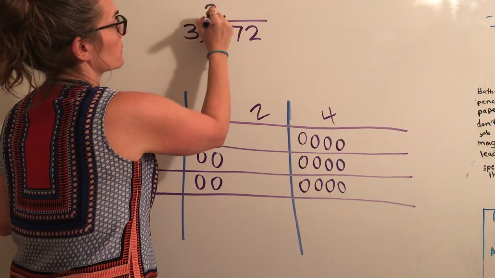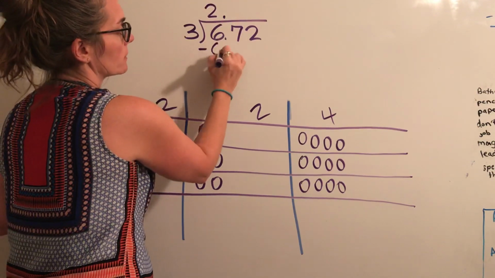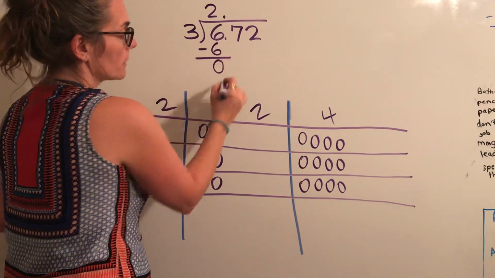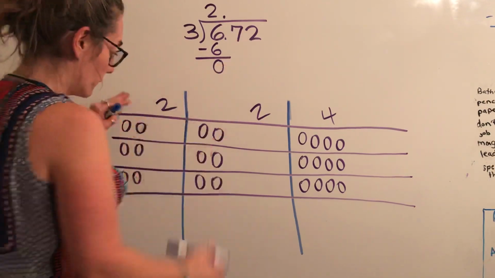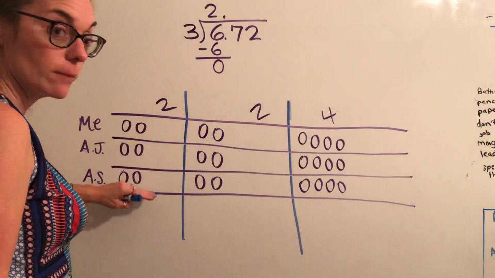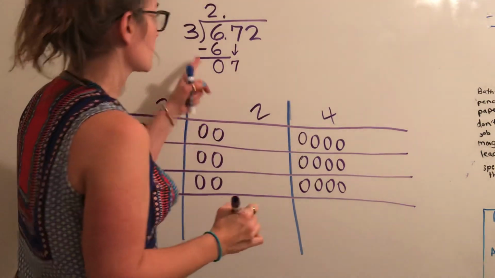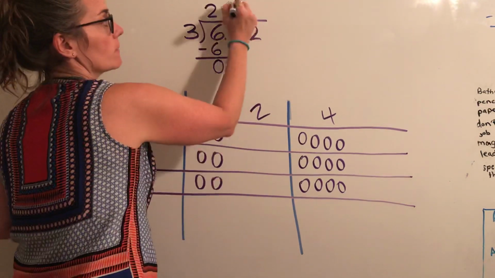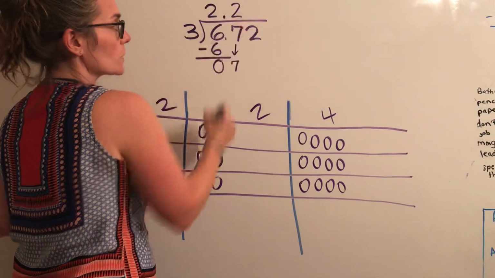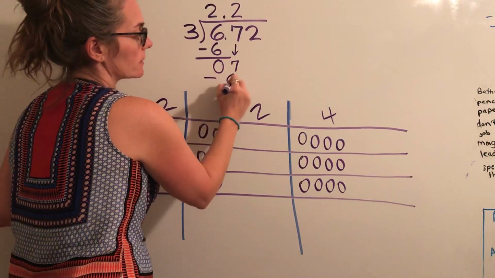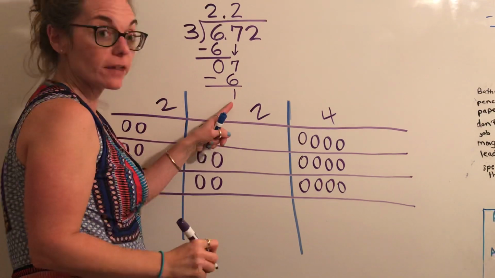3 divides into 6 2 times. 3 times 2 is 6. I'm going to subtract my 6. I have none left, just like I represented here in my ones column. I'm going to bring down my 7. That's my 7/10. I know that 3 divides into 7 2 times. 3 times 2 is 6. I have my 1/10 left over.